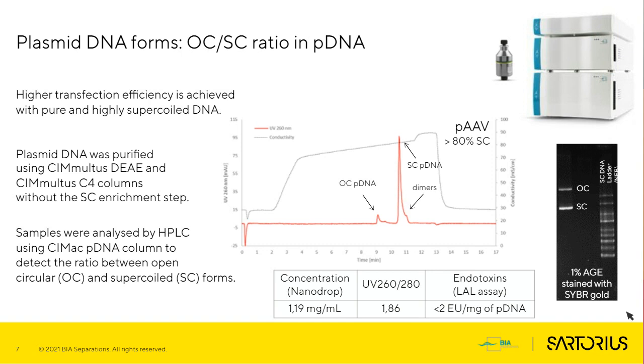On the right side here, you are able to see agarose gel electrophoresis, which we used as an orthogonal method to confirm the OC-SC ratio which we observed in this analytical procedure. All three plasmids which we used for our transfection were analyzed in the same way, and all three of them had a percentage of supercoiled DNA above 75, 80, even 90%, depending on the plasmid. This is just an example of how you can use an HPLC system. You can further, of course, optimize and decide to test, for example, only open circular or only supercoiled DNA in your transfection experiments and see which one works better for your application.